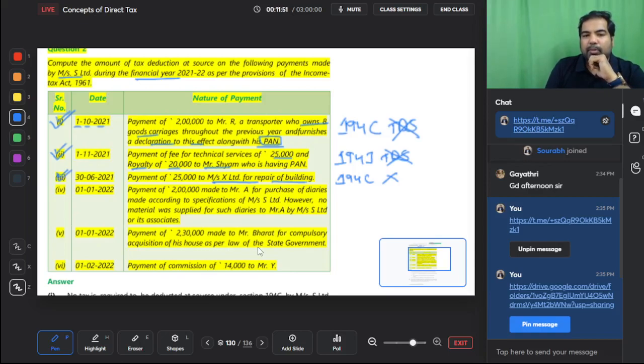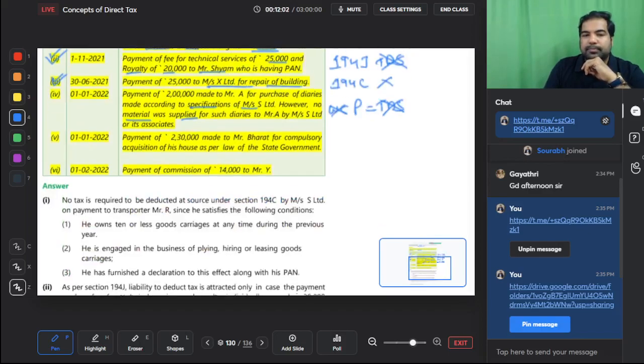Payment of 2 lakh for purchase of diaries made according to specifications of S Limited. However, no material was supplied. If the material is not supplied, guys, it is not a works contract. It is a purchase on which there is no TDS.